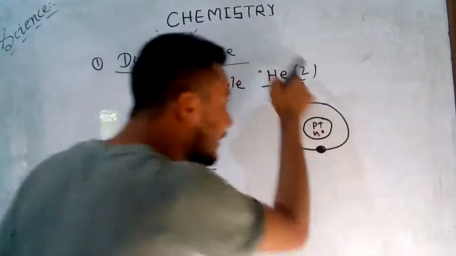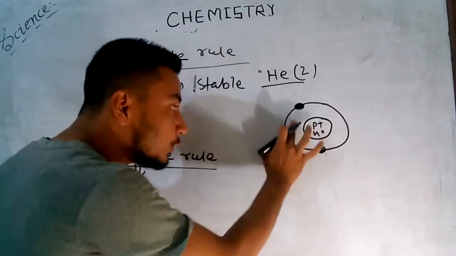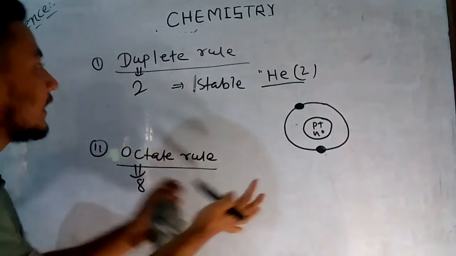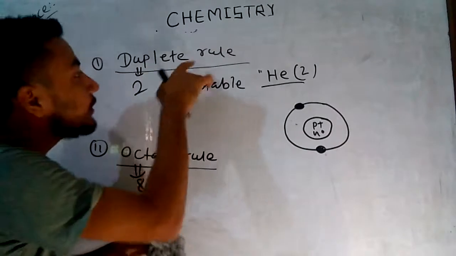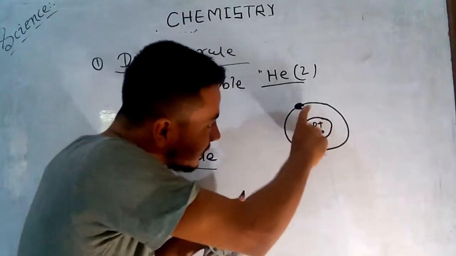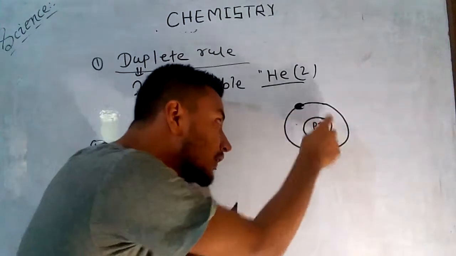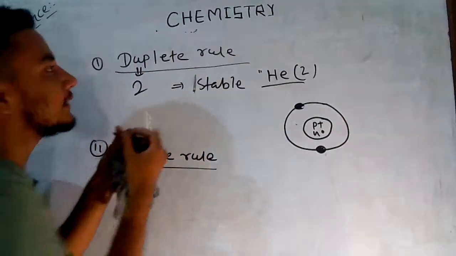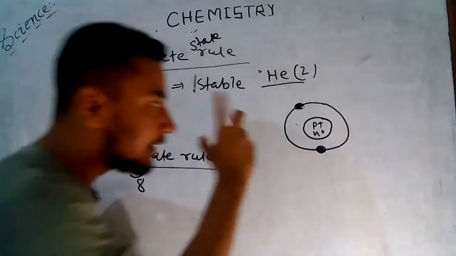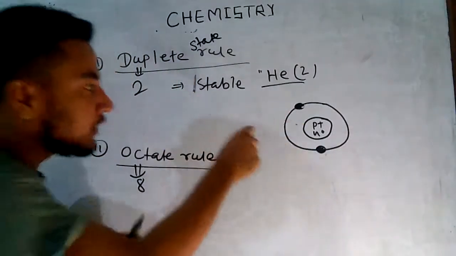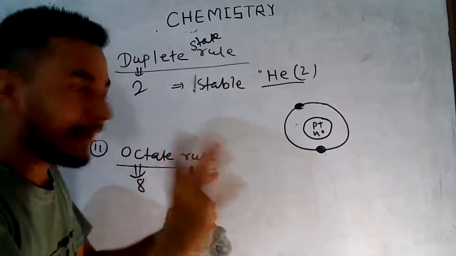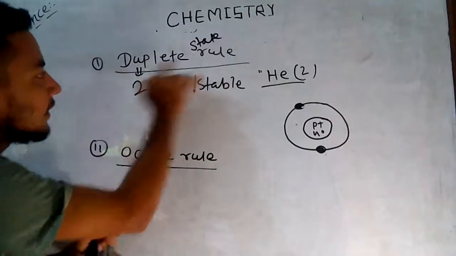So the helium atom possesses 2 electrons in its outermost shell. So helium is stable, and that rule is called the duplet rule. The state in which an atom possesses 2 electrons in its outermost shell is called the duplet state. Clear or not? That rule, which governs 2 electrons in the last shell, is followed by only one atom, helium.